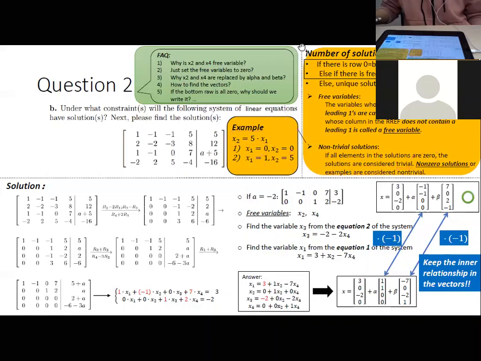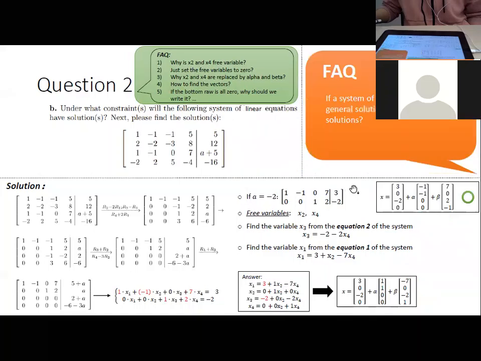Now we finished question 2. For question 2, I think you already know how to find the free variables, how to find the leading variables, and how to represent the leading variables with free variables, and to write down the general solutions. And you should also know the general solutions have more than one representation. The key point is to keep the inner relationships. Now we move to the next page.